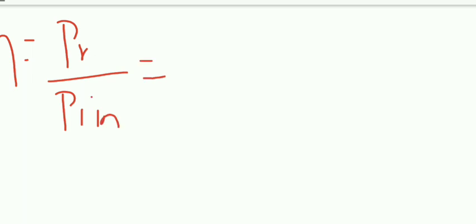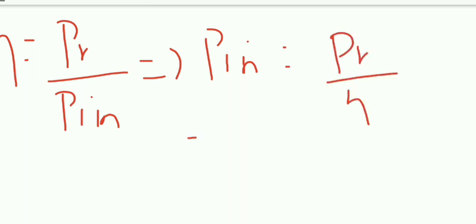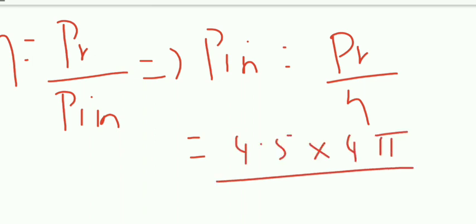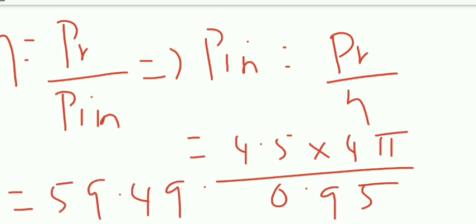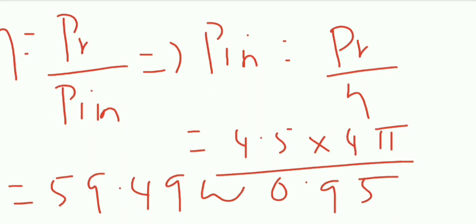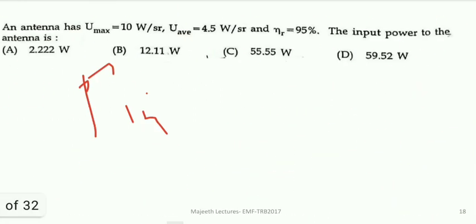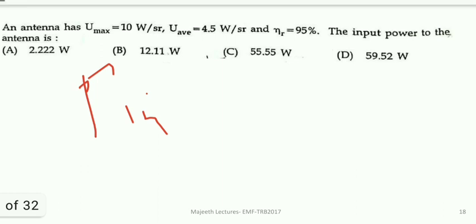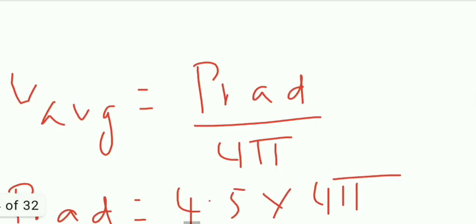What they ask is P in. So P in is equal to PR divided by eta. PR is equal to 4.5 into 4 pi, eta is 95% or 0.95. If you simplify this, what you get is 59.49 watts. So the answer is 59.49 watts. So the option D is closer. So 59.52 is the answer.